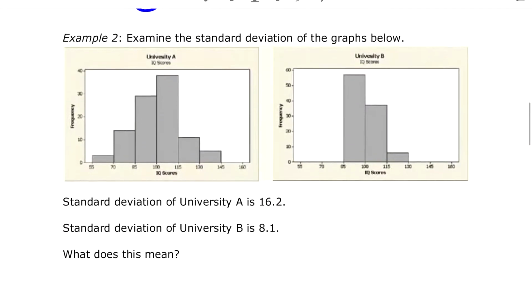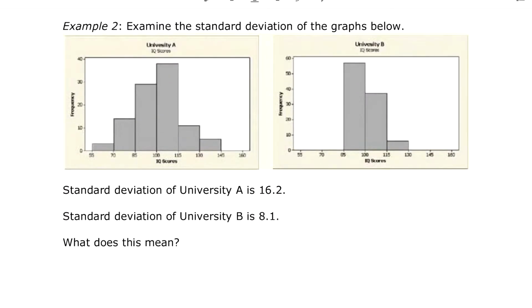So now let's look at a way to interpret standard deviation. So what I have here is 2 histograms. They represent IQ scores at 2 different universities. One important thing is both of these graphs have the same mean. So University A and University B both have the same mean of 100 for their IQ scores, but their standard deviations are very different.